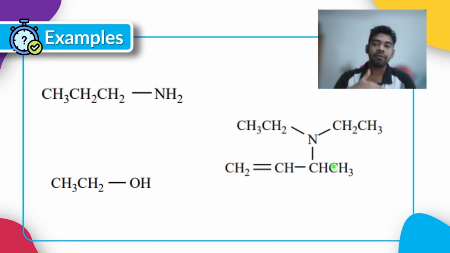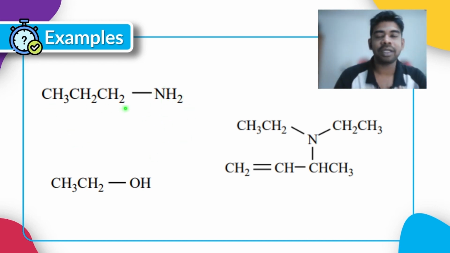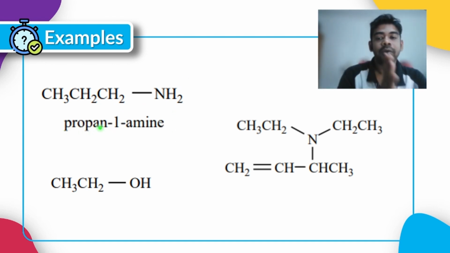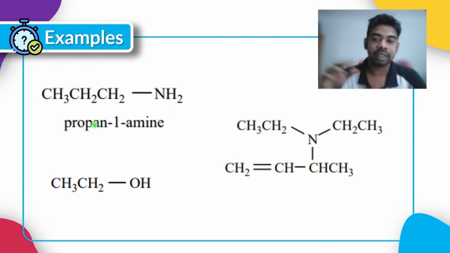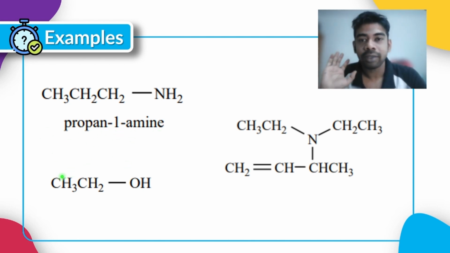Now here you have different cases. For example, here you have an amine. So that is NH2. If you are in grade 10, you don't need that, but this will help out in grade 11, so it's better to know about it. Here you have three carbons and an amine. So you'll write this as propane-1-amine, or you can just write propanamine. You can write that also.